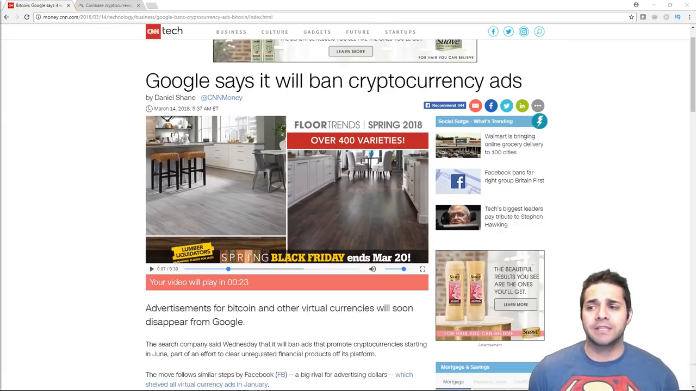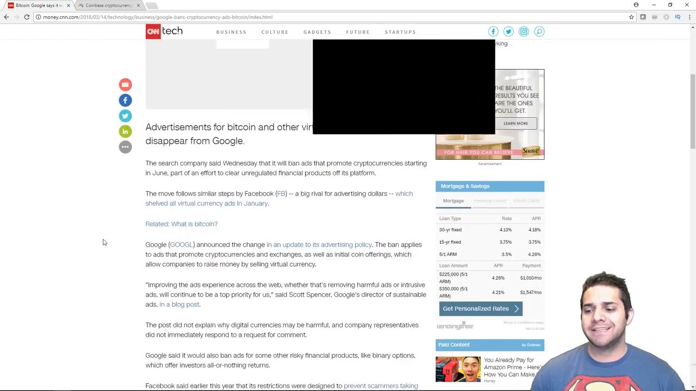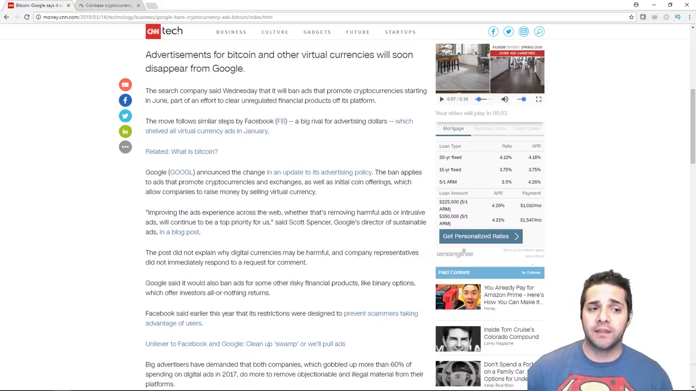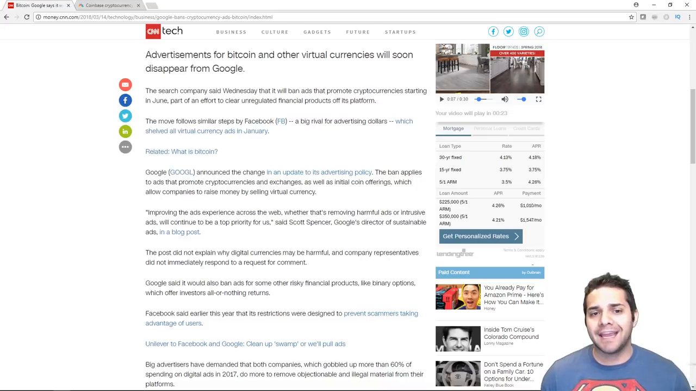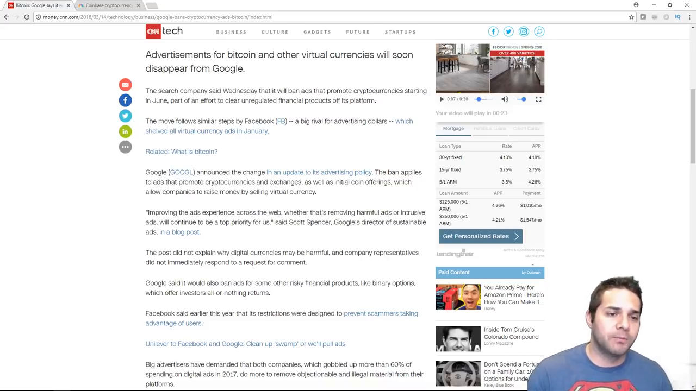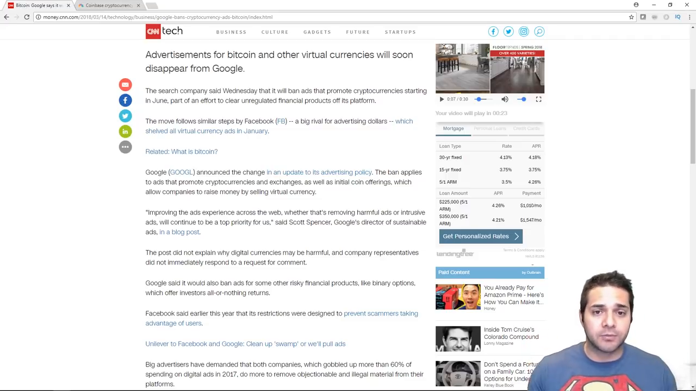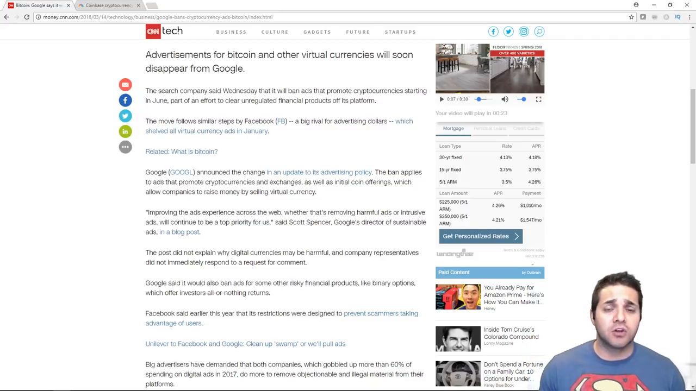So our first set of news, and I'm sure many of you have seen this, Google says it will ban cryptocurrency ads. So I actually see this as a positive and a negative, but a much more positive if they're doing what I think they're doing. So as the article says, Google says it will ban the cryptocurrency ads starting in June as part of an effort to clear unregulated financial products off of its platform. So these are similar steps that Facebook took. So it's actually not really surprising. The ban applies to ads that promote cryptocurrencies, exchanges, and ICOs. So the ban isn't only for crypto though. It will also include other risky financial products like binary options, which offers investors all or nothing returns.